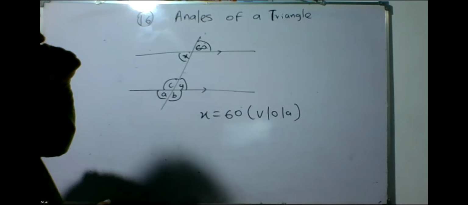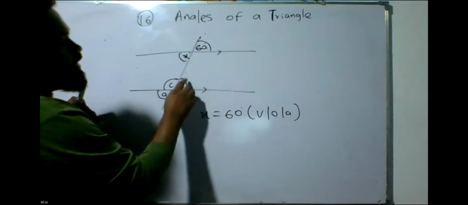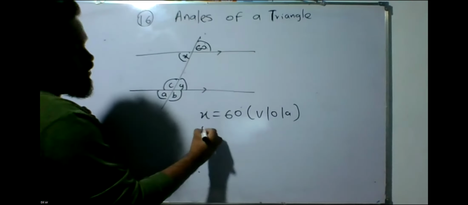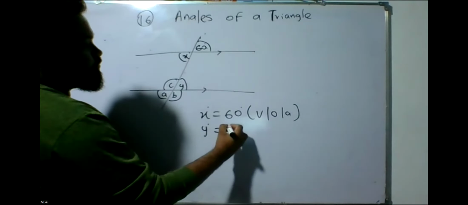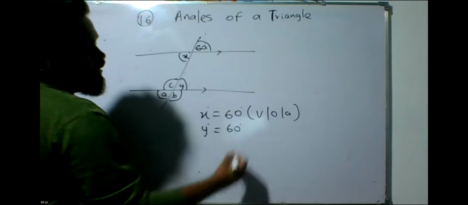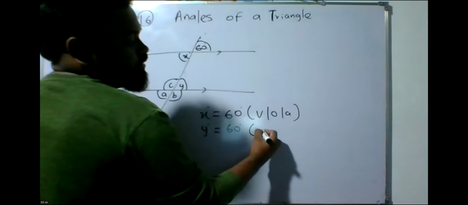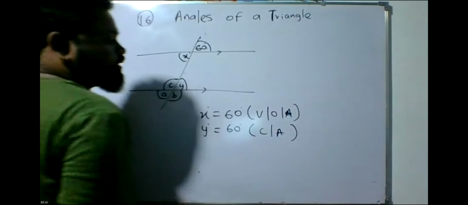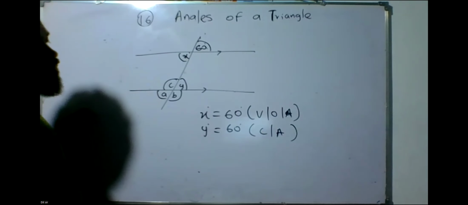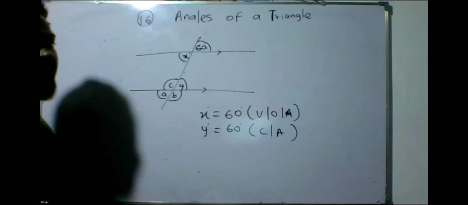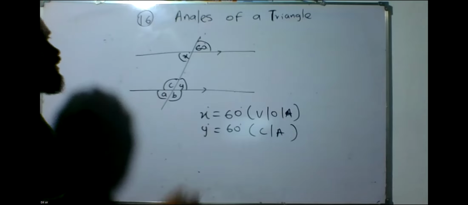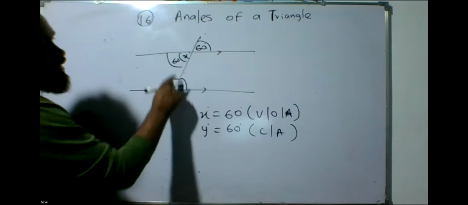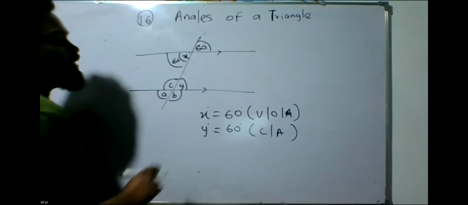Right. But 60 and y directly are the same because of corresponding angles. Y equals 60. Corresponding angles. And there is another method. What is it? If this is 60, again y is 60, Z shape, alternate angles.